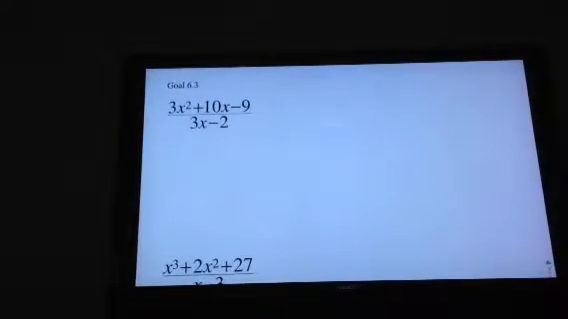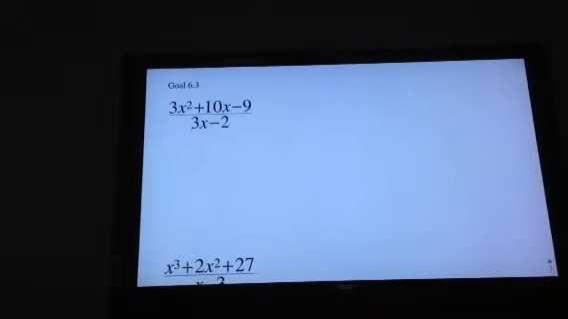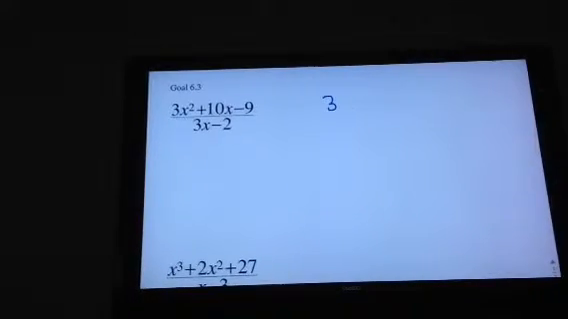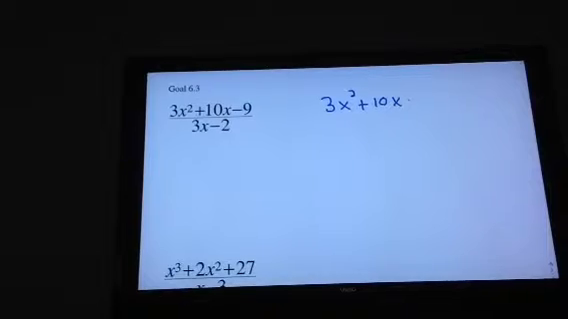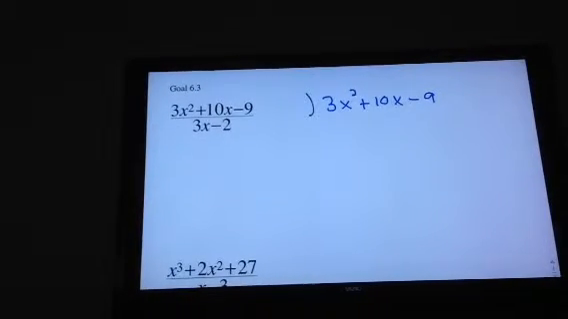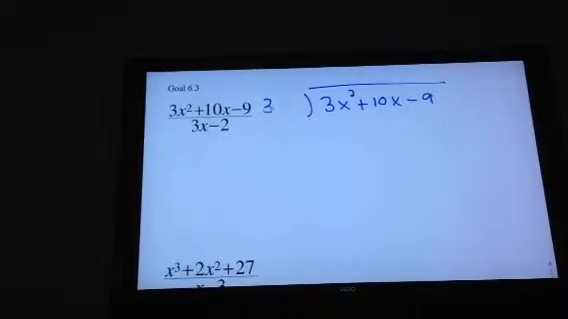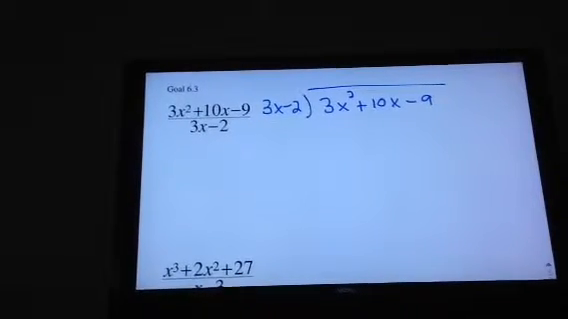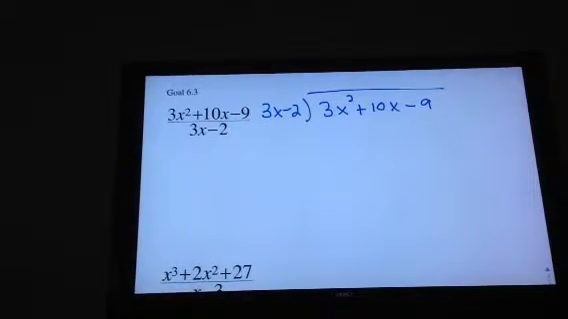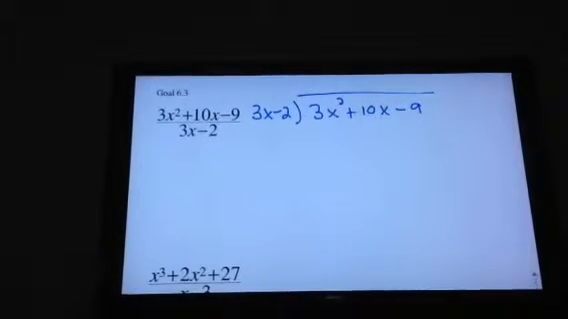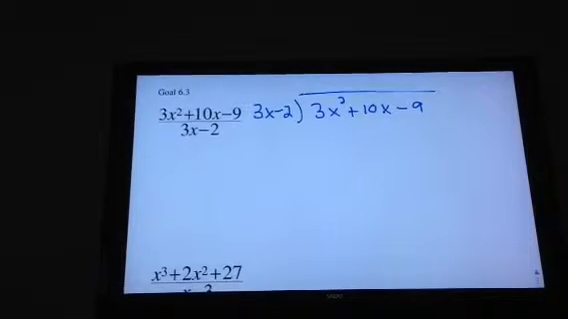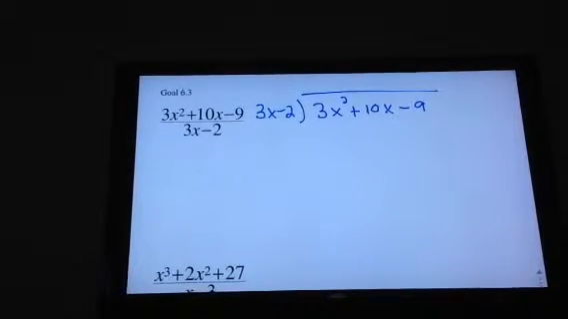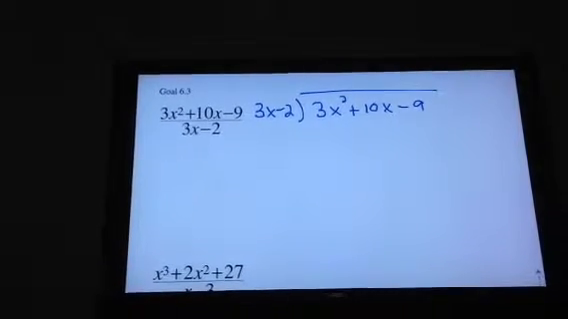Really, it's like long division way back when. We're going to set it up just like I said: 3x squared plus 10x minus 9 divided by 3x minus 2. I'm going to be very repetitive here as I go through these questions, and they're all slightly different than the one I did, so there will be little differences in each question.